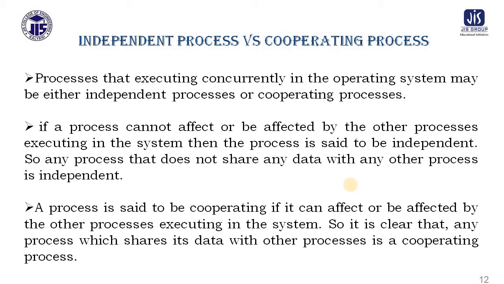A process is said to be cooperative if it can affect or be affected by other processes executing in the system. So it is clear that any process which shares its data with other processes is a cooperative process. Whenever there is some dependency, or sharing of information or memory location, then process 1 and process 2 will be dependent, or you can say cooperative processes.